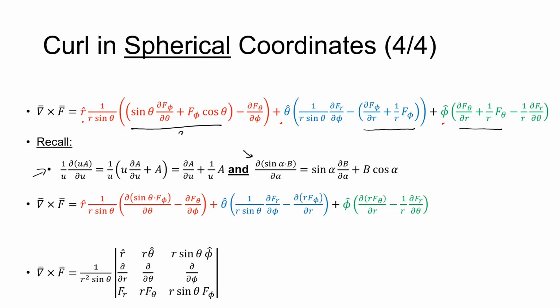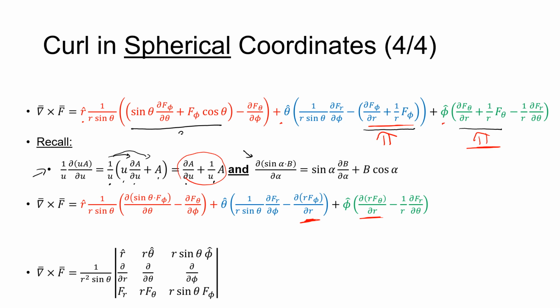If we recall 1 over u, partial u a by partial u, where a is some function of u, if you do this derivative, you will be left with 1 over u multiplied by u partial a by partial u plus a. And if you make the multiplication, distributing this inside, you will be left with partial a by partial u plus 1 over u multiplied by a. And actually what you can see here is exactly this component as well as this component, but in different notation. This means we can rearrange this one like this, and we can rearrange this one like what you can see here.